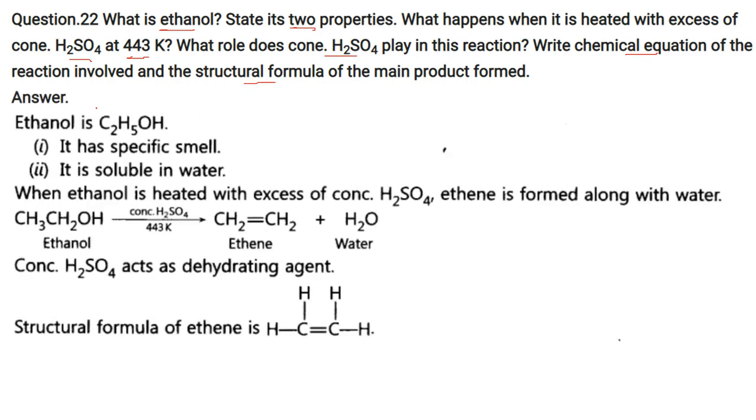So here ethanol is C2H5OH. It has a specific smell and it is soluble in water. When this ethanol is heated with excess concentrated H2SO4 at 443 Kelvin, ethene is formed along with water. So this concentrated H2SO4 is acting as a dehydrating agent. And the structural formula of the ethene formed is C double bond C with all the H.